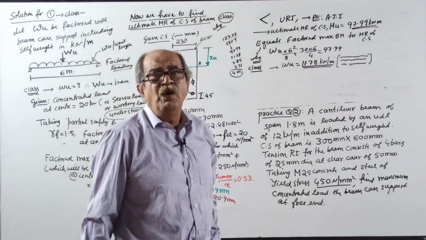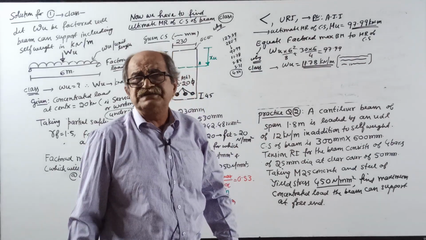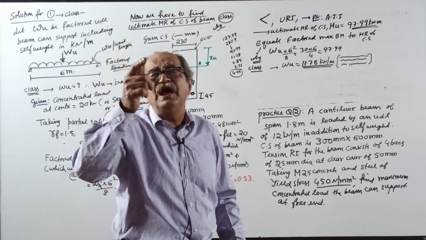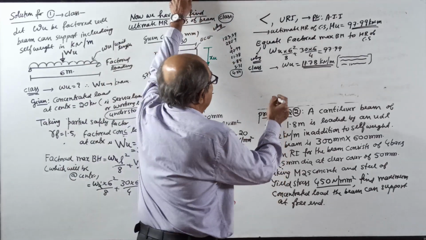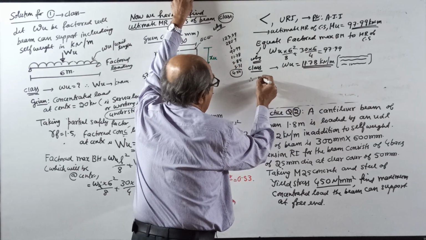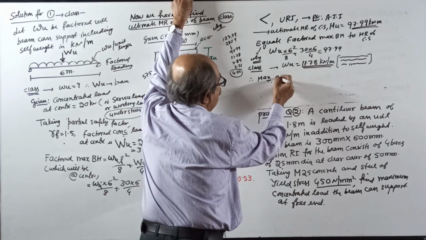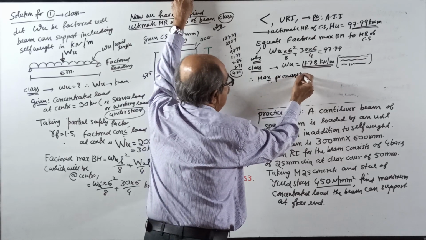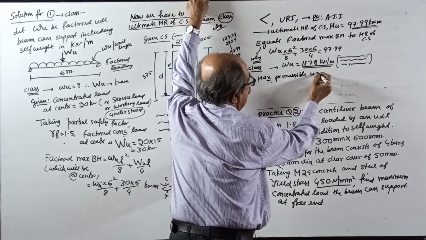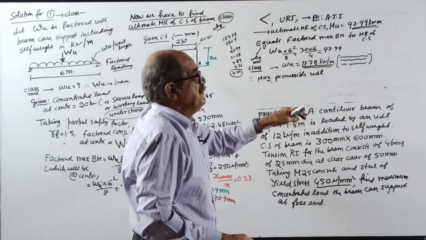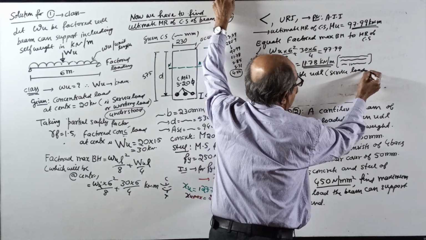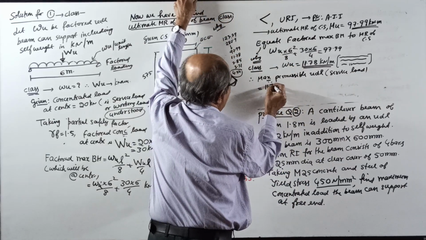Now what do you have to do? Now they want to find what external UDL is there. But before that, they want to find the safe external UDL, meaning working load. Now do one thing. Therefore, this is the maximum factored UDL. Maximum permissible UDL, corresponding to service load. Service load equal to 11.78.